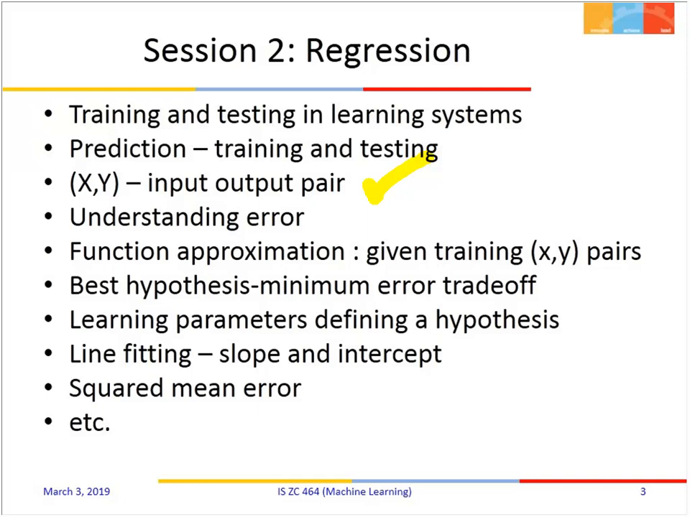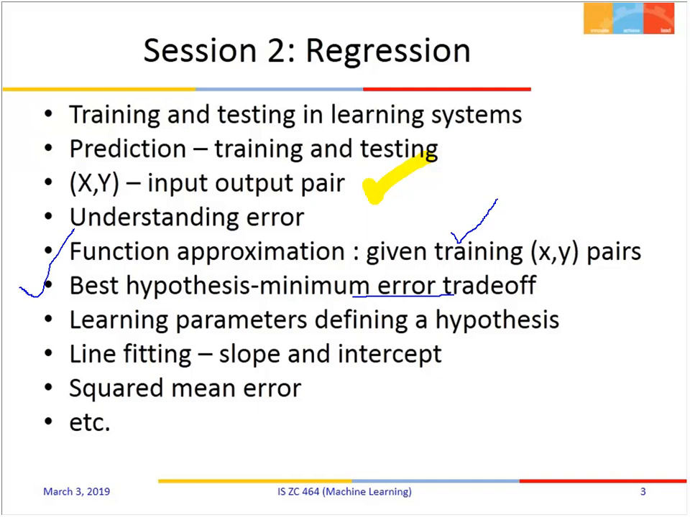Then comes function approximation. So we actually talked about one example, where we had x and y pairs and tried to see which function would be the best to approximate this data so that we can have the prediction for any unknown value of x in the most appropriate sense. So basically you understood the best hypothesis and the minimum error trade-off through that discussion.